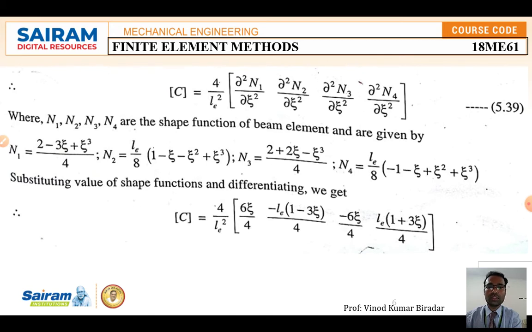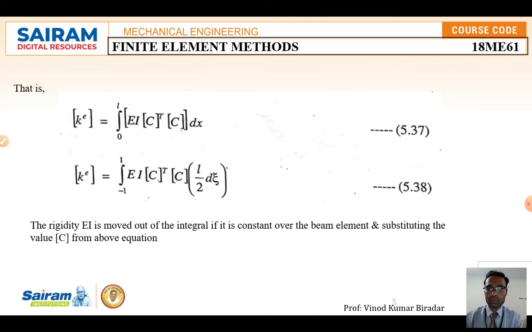The C value is equal to 4 by L square. Here we just substitute the C value. The rigidity, that is Young's modulus and moment of inertia, is moved out of the integral if it is constant over the beam element, and we substitute the value of C.